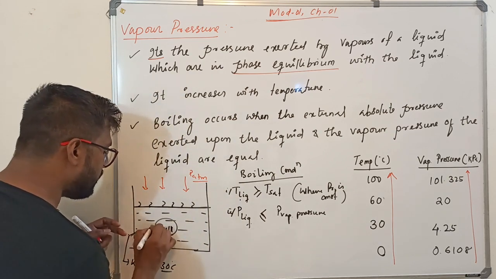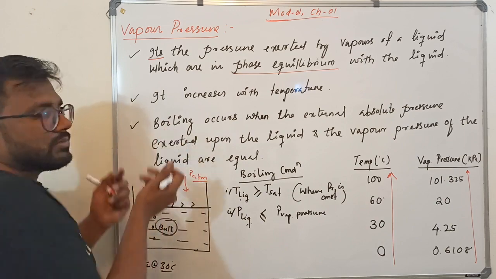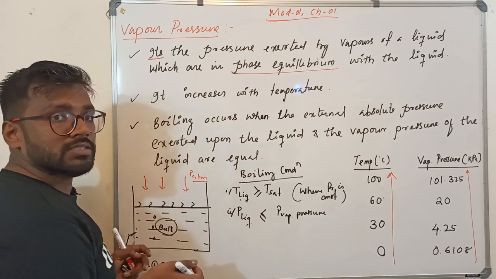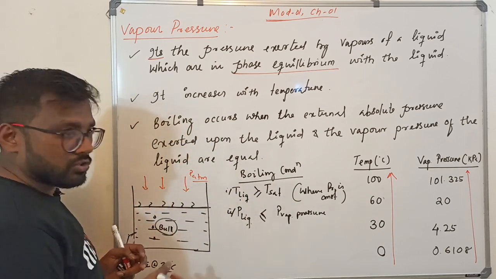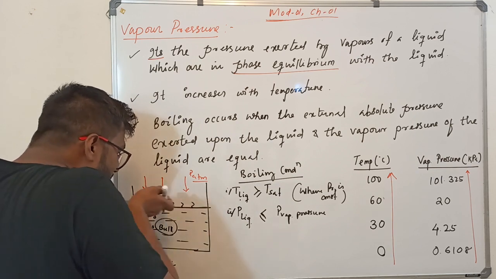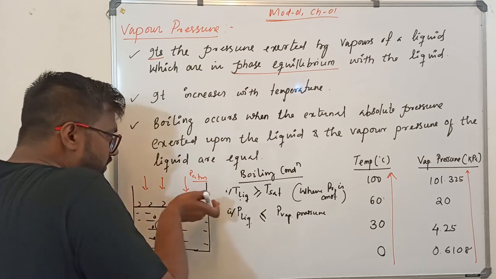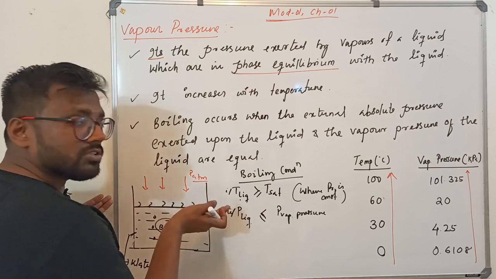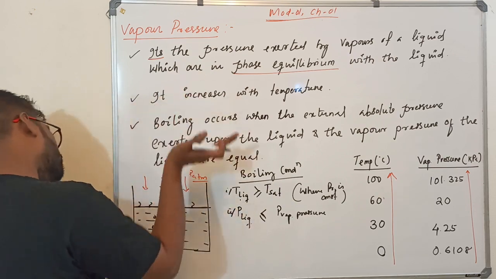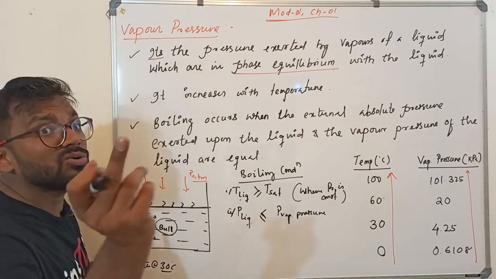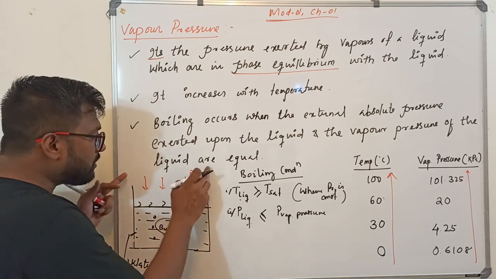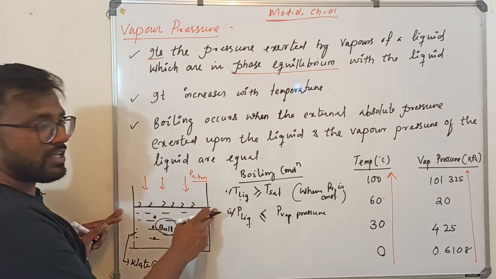So what you have to overcome is this. In order to overcome this, what we do is heat. After heating, you are giving the molecules present on the surface some energy to overcome the atmospheric pressure. That is what we call vapor pressure. When the atmospheric pressure is equal to your vapor pressure, boiling starts.